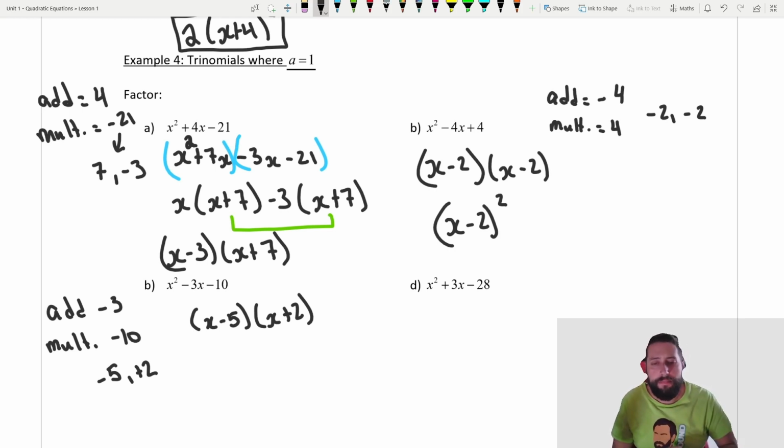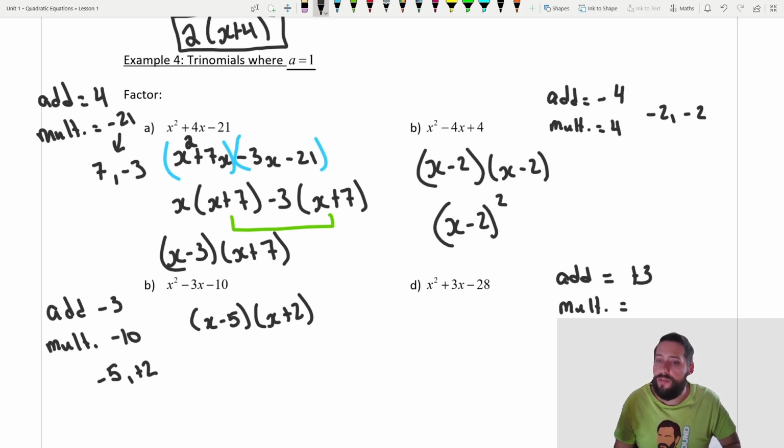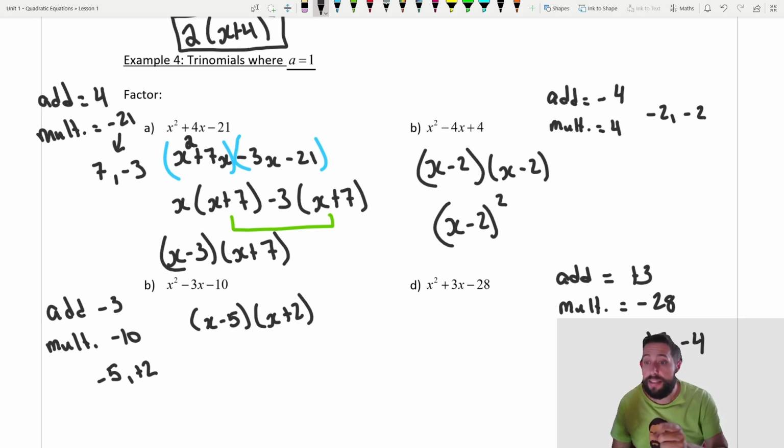And moving on to D, the final one. So this is now going to be, you're going to add to give you positive 3, but you're going to multiply to give you negative 28. So what are the factors of negative 28 that give you positive 3? In this case, it's going to be positive 7 and negative 4.